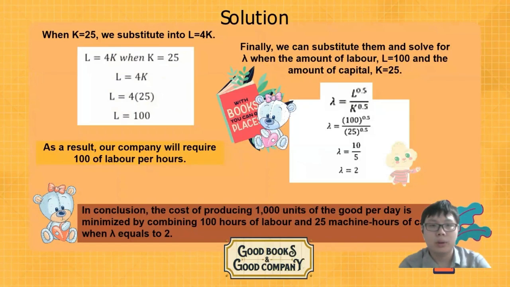When K is equal to 25, we substitute into L is equal to 4K. So L is equal to 100. As a result, our company will require 100 hours of labor per day.